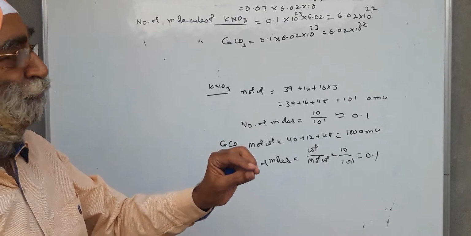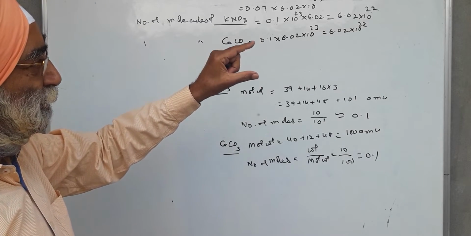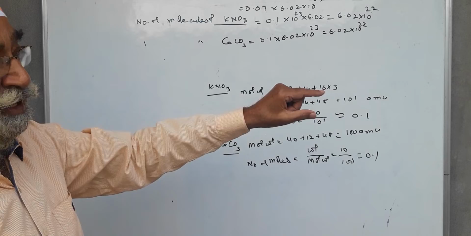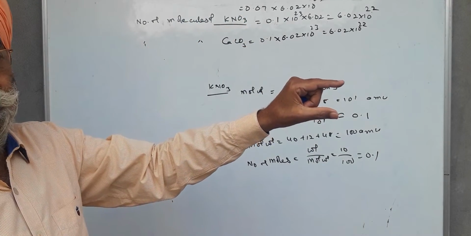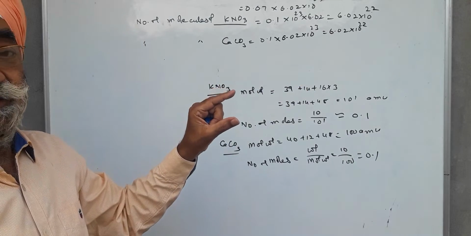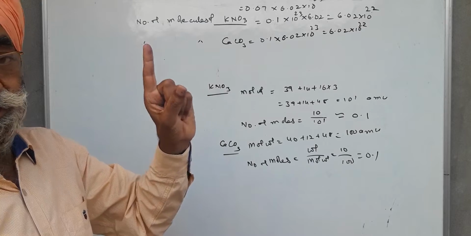Everything depends upon the values of their molecular weights. For the same amount of different substances, if molecular weights are different, the number of moles will be different, and the number of molecules will also be different.